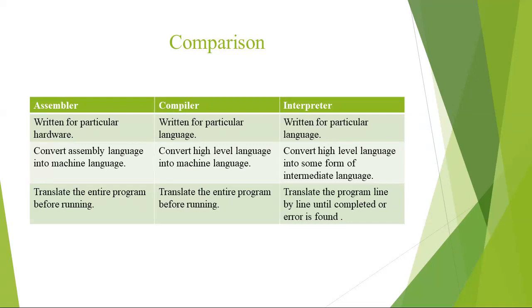Second main difference: an assembler converts assembly language into machine language, while a compiler converts a program written in a high-level language into machine language. Thirdly, an interpreter converts a program written in a high-level language into some form of intermediate language, such as assembly language or low-level language, or machine language.